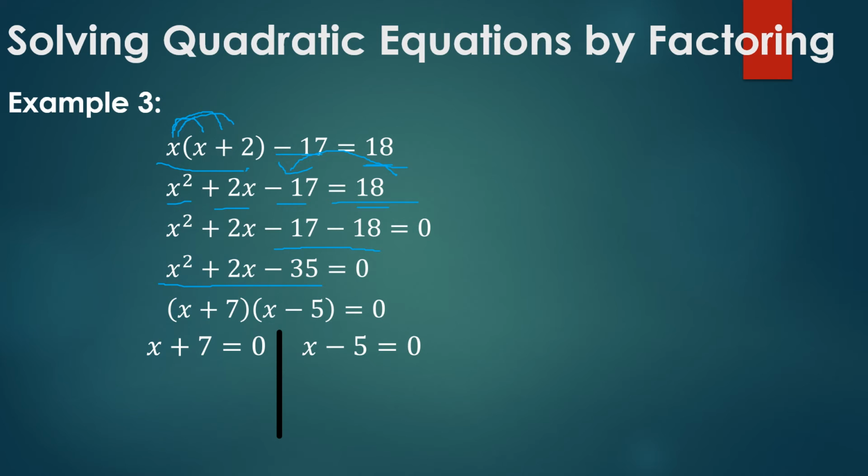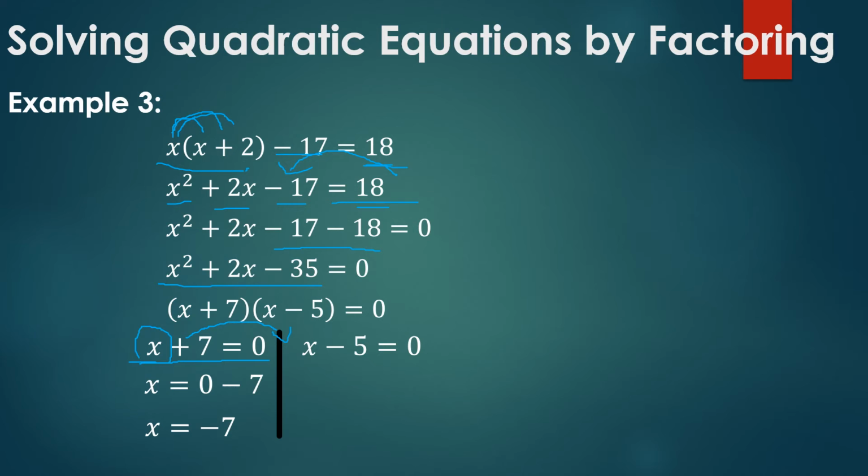Let us first simplify this one. x plus 7 is equal to 0. For us to be able to find the value of x, we are going to transpose positive 7 to the right side of the equation. So that is x is equal to 0 minus 7. What is 0 minus 7? That is a negative 7. So the value of our x is negative 7.